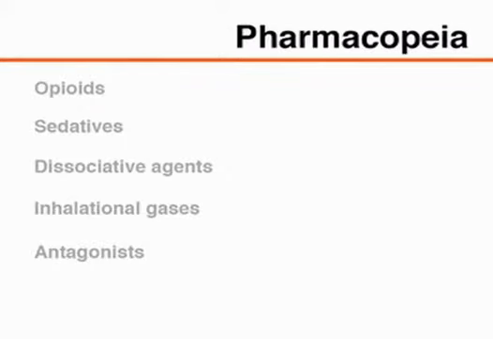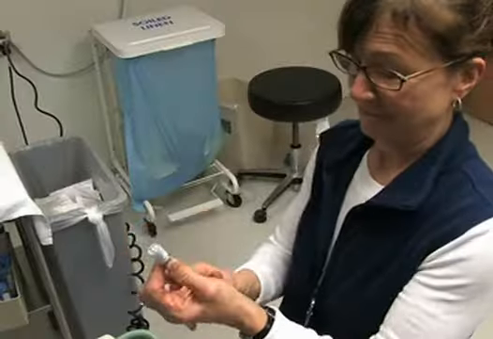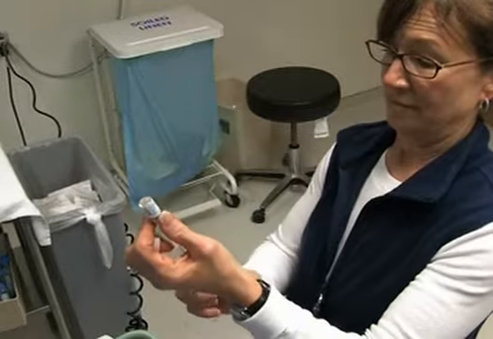The drugs used in procedural sedation fall into 5 general classes: opioids for analgesia, sedatives for anxiety reduction and sedation, the dissociative agent ketamine for analgesia and sedation, inhalational gases for mild analgesia and sedation, and opioid and benzodiazepine antagonists to reverse these agents when necessary. Various agents can be administered through multiple routes: oral, intranasal, rectal, intramuscular, intravenous, and inhalational. Sedative drug choices will vary by indication.